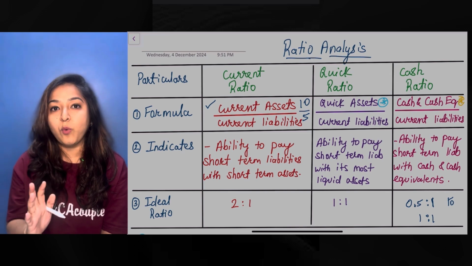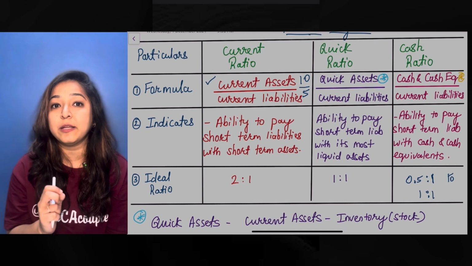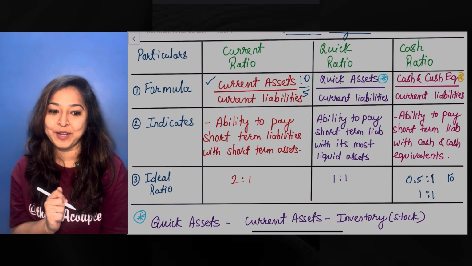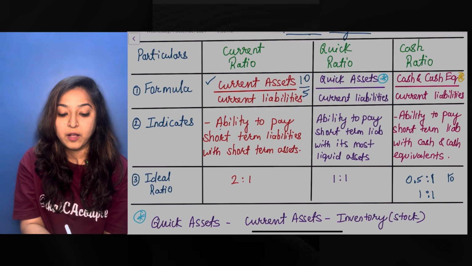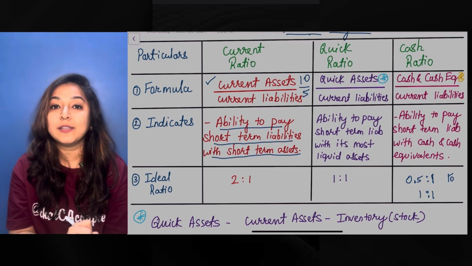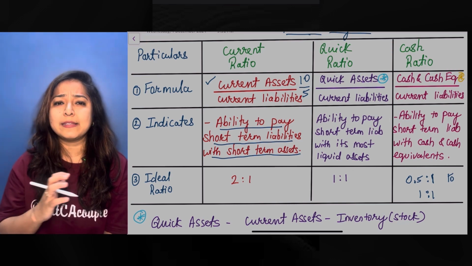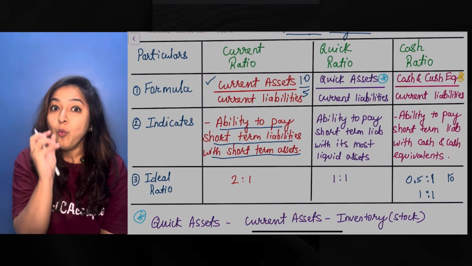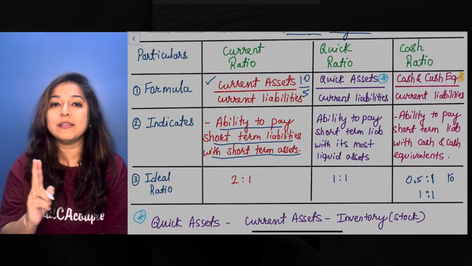All right, so this is very important that we'll have to keep in mind, and hence for all the ratios I have mentioned what that particular ratio indicates, what is the analysis that you get out of it. So current ratio is going to indicate the ability of the company to pay short-term liabilities with short-term assets. We just discussed this. Also, pretty much all the ratios have an ideal ratio as to what number is the best. With current ratio it is 2:1.